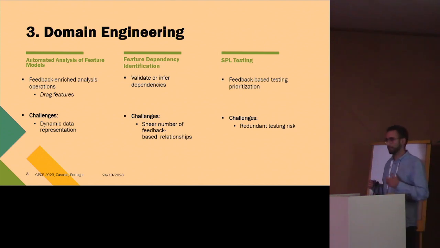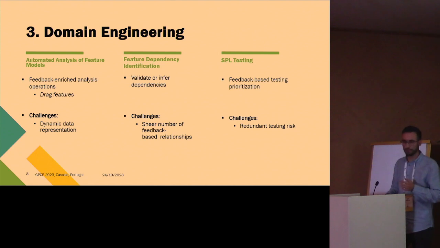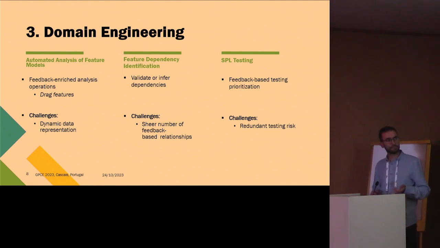Then we have feature dependency identification. If you don't know these activities, please ask me at the end of the session or go to the paper for more details, because I won't have time to explain each of the activities in depth. So here in feature dependency identification, we think that implicit feedback can serve to validate existing feature dependencies or constraints, or also to infer new ones. And the challenge would be to filter out which dependencies are useful and which are not.